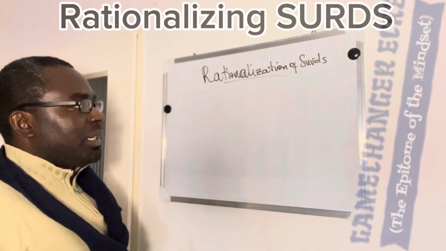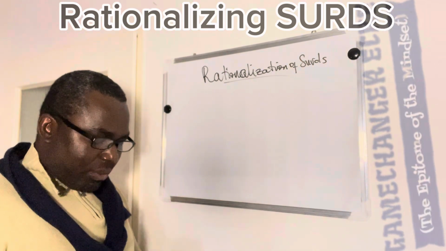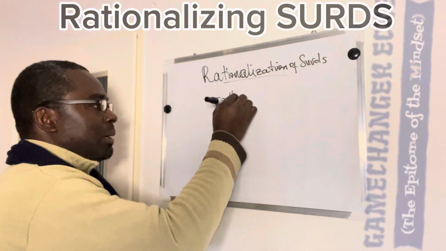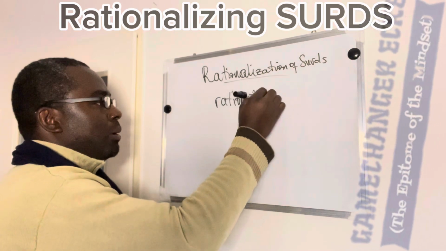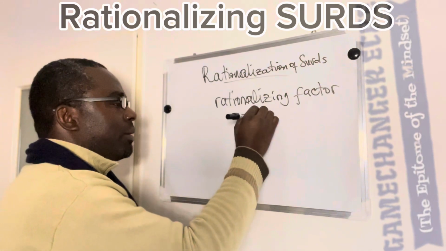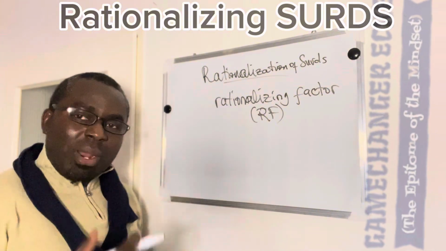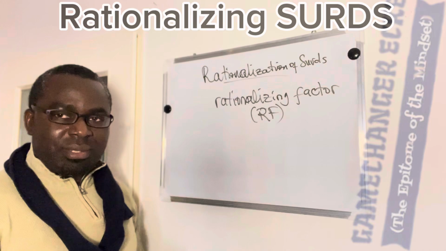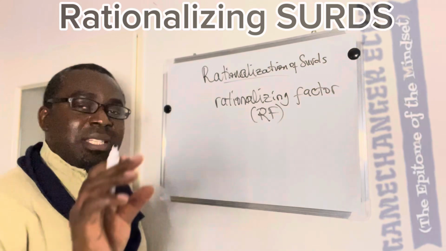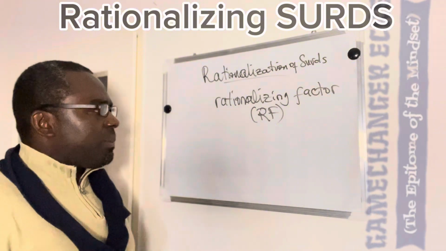The particular factor that you are using to multiply that set is what is known as the rationalizing factor, RF. This is very critical and very crucial for one to know when rationalizing sets. Please take note of this particular point, because it is confusing, but it is doable. Let's look at one or two examples.